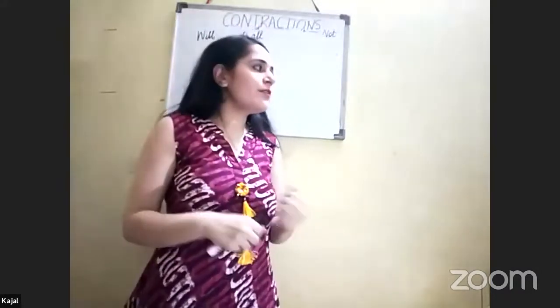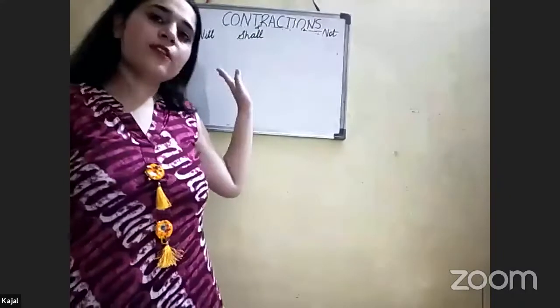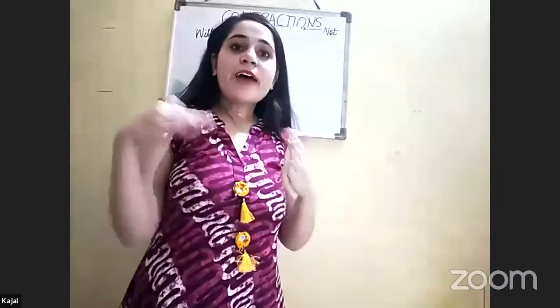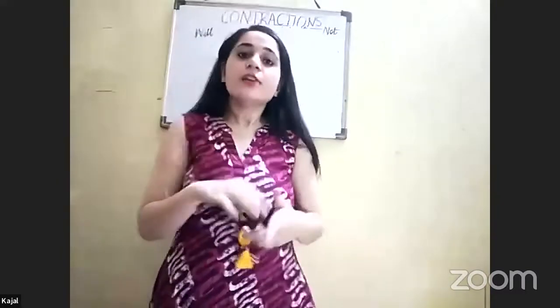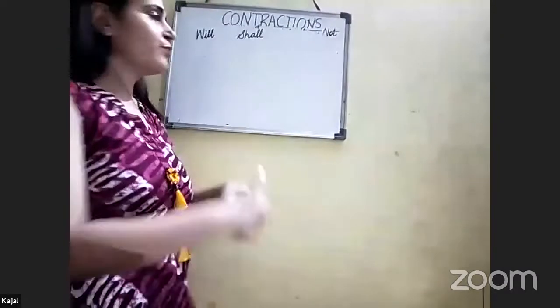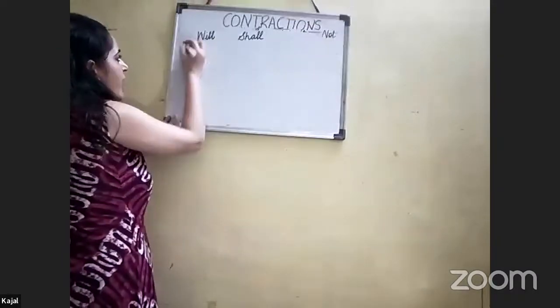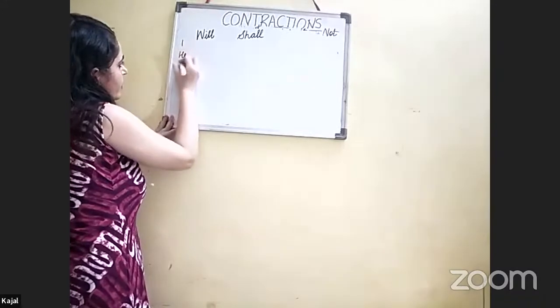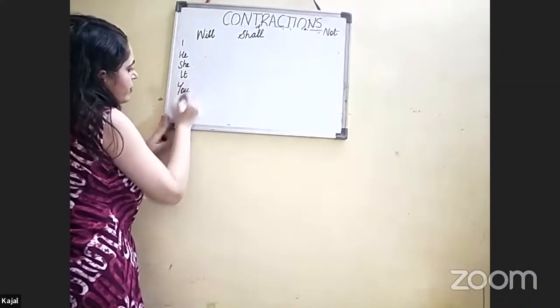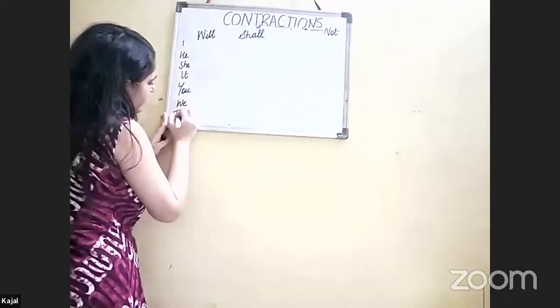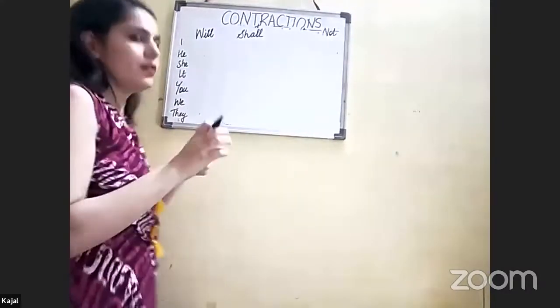We use it when we have a strong determination for something. There we are going to use will. I can simply say I shall do that. But if I have a strong determination for it, I will say I will do that. Okay. So we are going to use will there also. So if I have I, he, she, it, you, we, they. Okay.